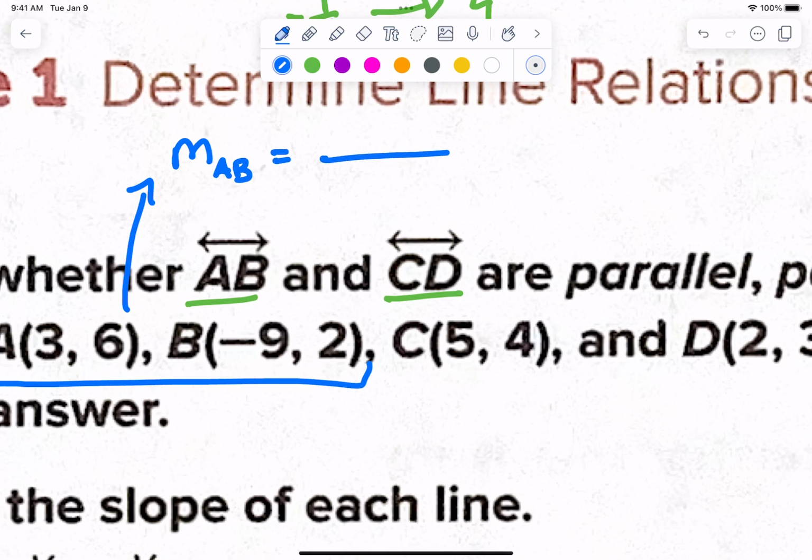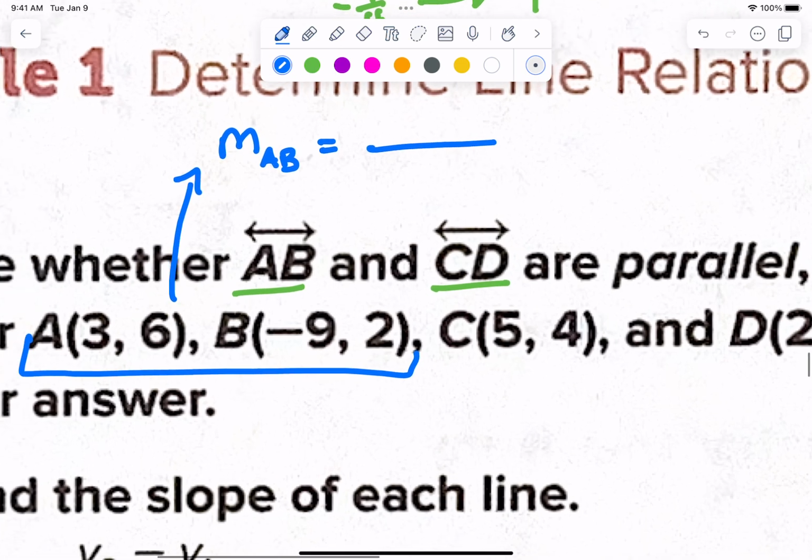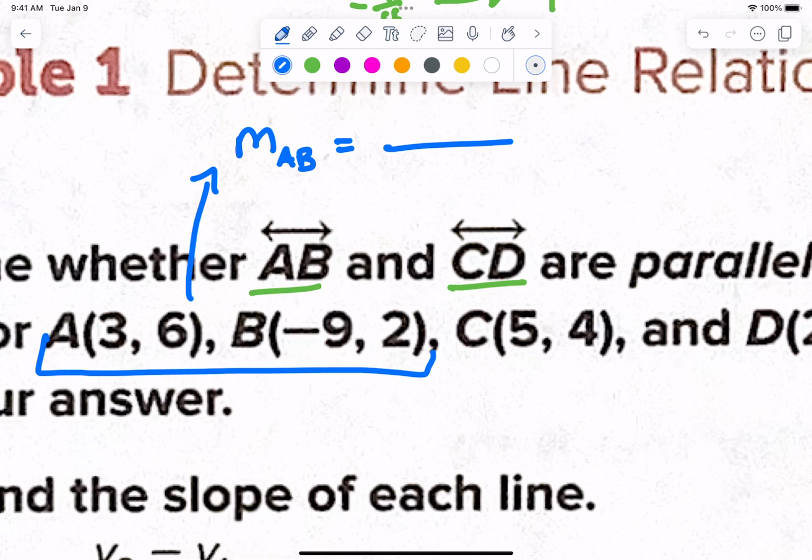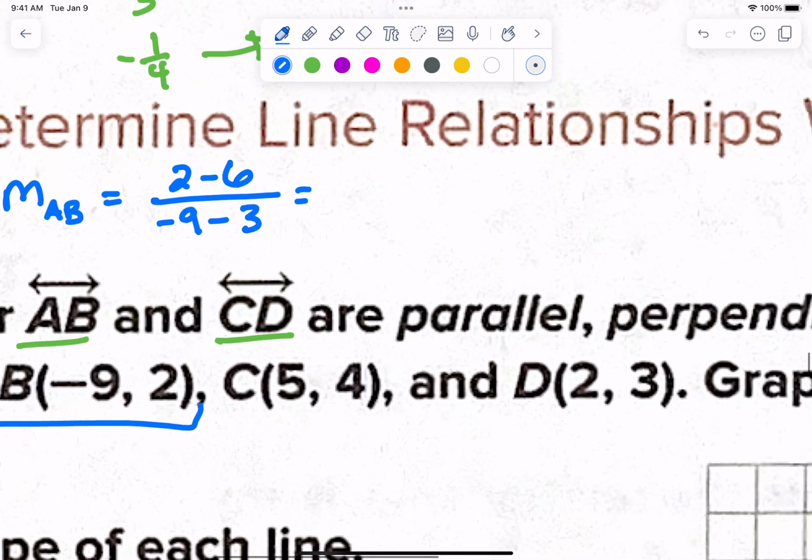All right, and we're going to do Y2, Y1, X2, X1. So M of AB: what's your Y2 going to be? 2 minus 6 over negative 9 minus 3. 2 minus 6 is negative 4 over negative 12. The 2 negatives cancel to make a positive, and that reduces to 1/3.